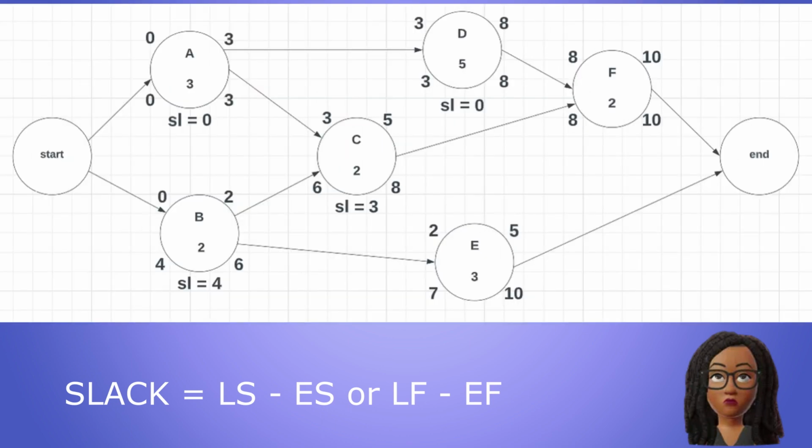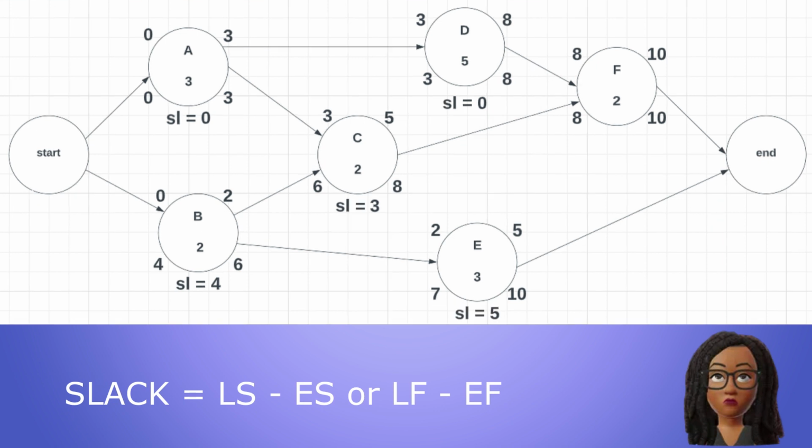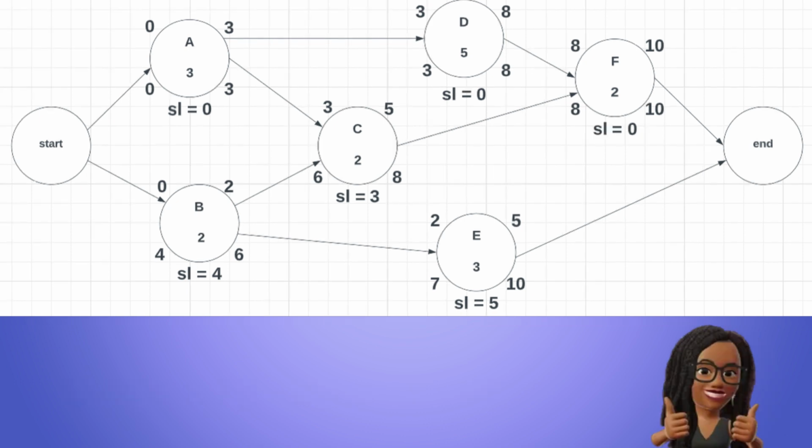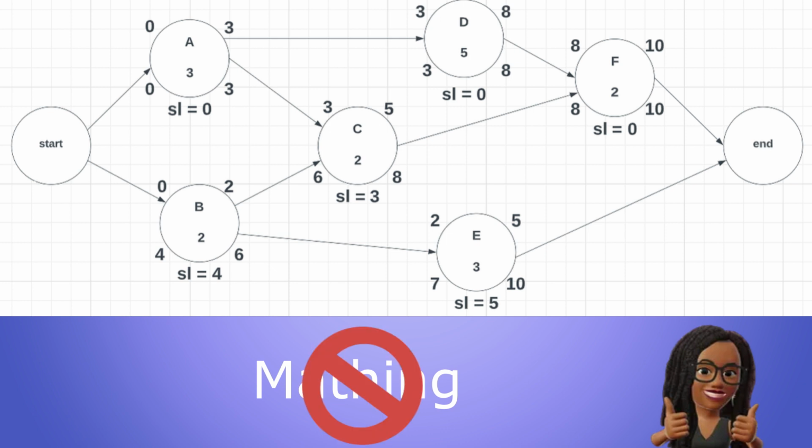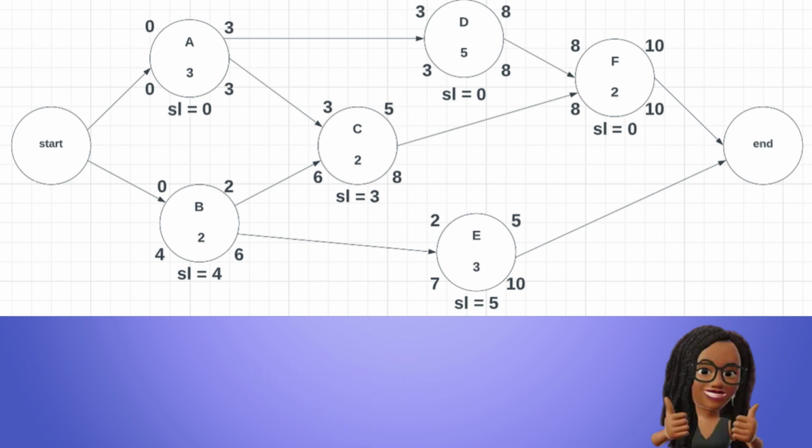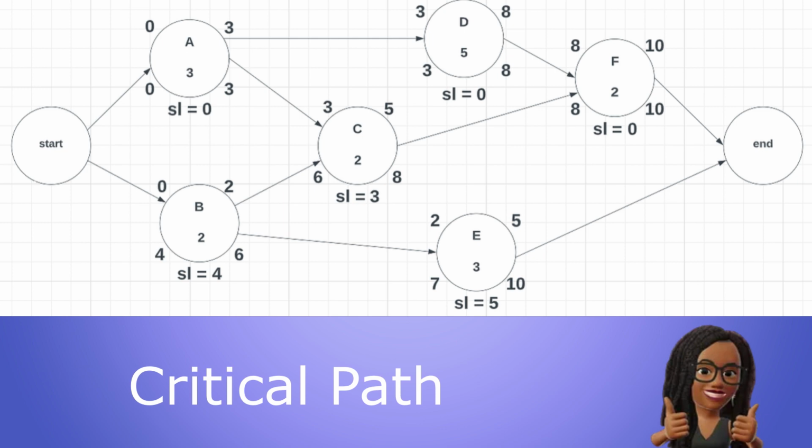The slack for activity E is equal to 7 minus 2 or 10 minus 5, which is 5. And finally, the slack for activity F is equal to 8 minus 8 or 10 minus 10, which is 0. And yes, we are done with the bulk of the mathing. The only thing left to do now is to identify our critical path.